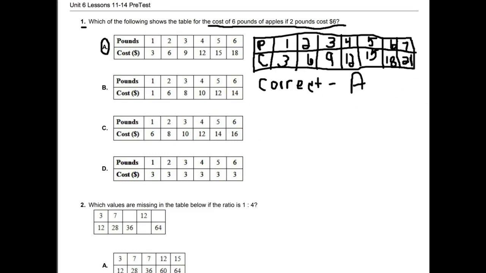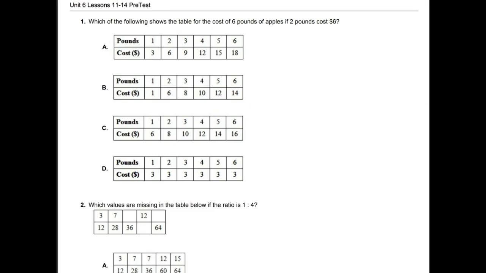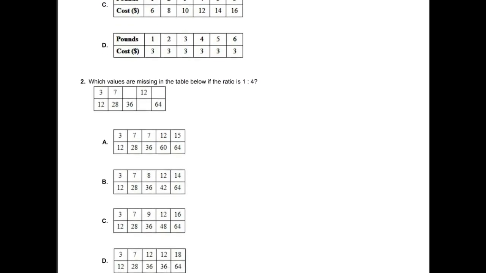So now I'm going to remove that. I'm going to come down to the second one. And what you're going to write here is ratio is 1 to 4. Okay, that's what I'm comparing, or 1 to 4. That's what my ratio is comparing. Which values are missing in the table below if the ratio is 1 to 4?